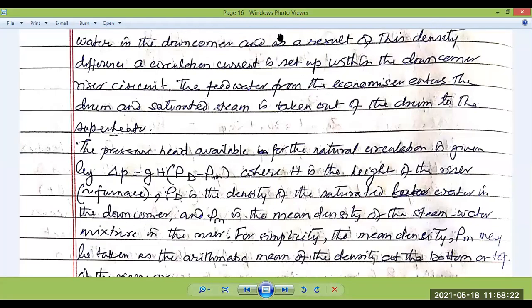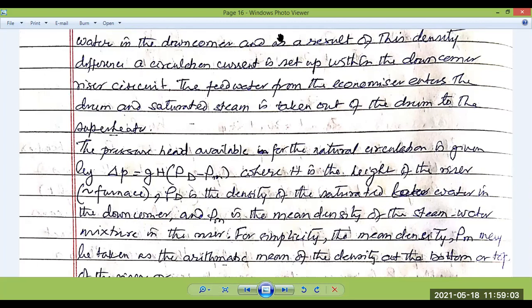The water in the downcomer, as its name suggests, is coming down, and as a result of this density difference, a circulation current is set up. The water, being liquid, is heavier than the steam, so it automatically comes down. The circulation current is then set up in the downcomer riser circuit. The feed water from the downcomer enters the drum, and saturated steam is taken out of the drum by the superheater.